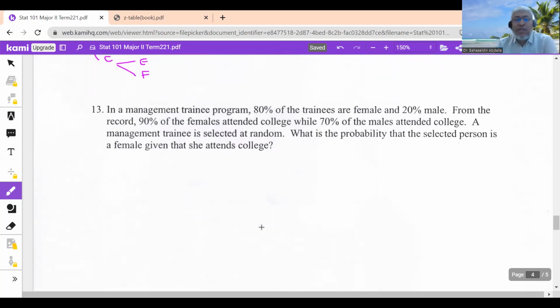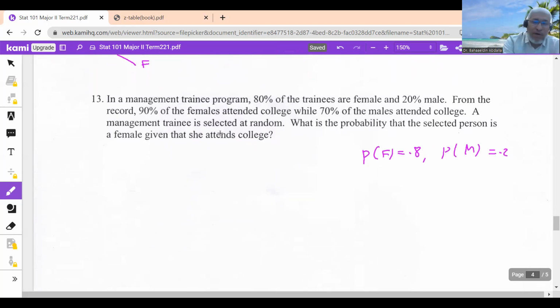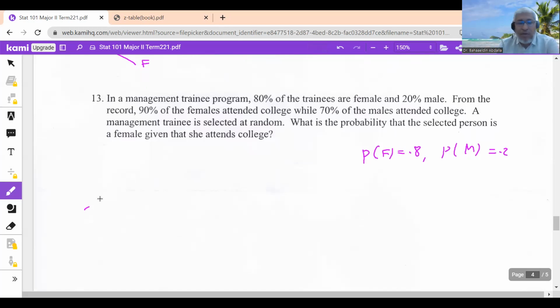In a management trainee program, 80% of the trainees are female, and 20% are male. So probability of female is 0.8 and probability of male is 0.2. From the record, 90% of the female attend college. So here, this is Bayes' theorem. We have females and males, and it's good to deal with it with a tree diagram. Probability of female is 0.8, probability of male is 0.2.